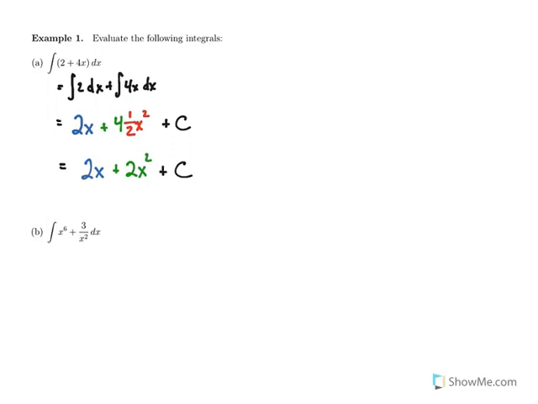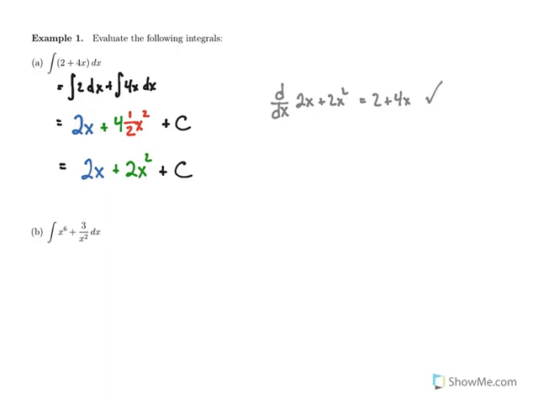And you can always check your work here by taking the derivative of the antiderivative that you found. And here you would get 2 plus 4x. That's what we want. Everything's good to go. We'll do that a couple times, then we'll stop checking after a while. But know that if you're ever not sure, you can check.